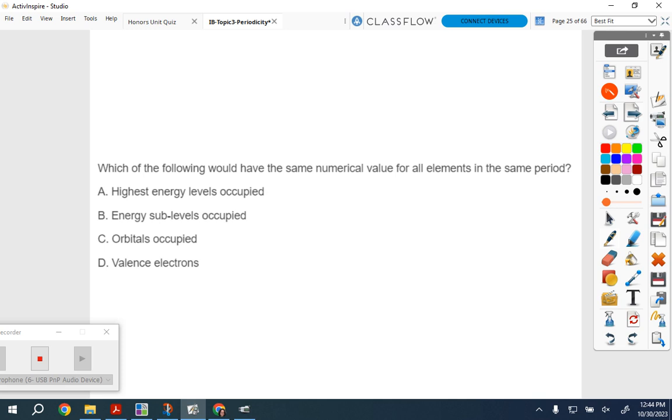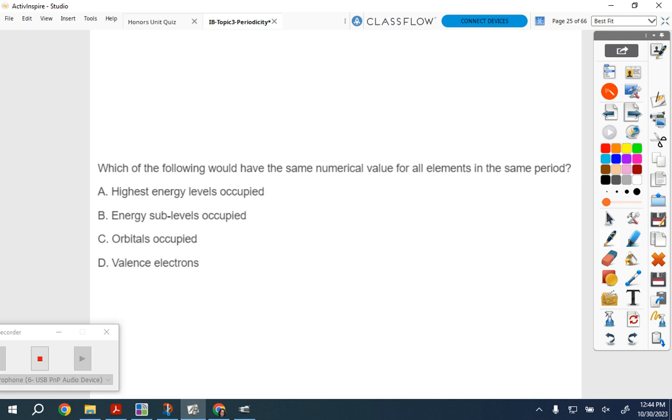Raise your hand if you think it's A. That in the same period, we're going to have the same number of highest energy levels occupied. Okay. What about B, energy sublevels occupied? Anyone think it's B? How about C, orbitals occupied? How about D, valence electrons? Most people are not interested in taking a stand on any of these.